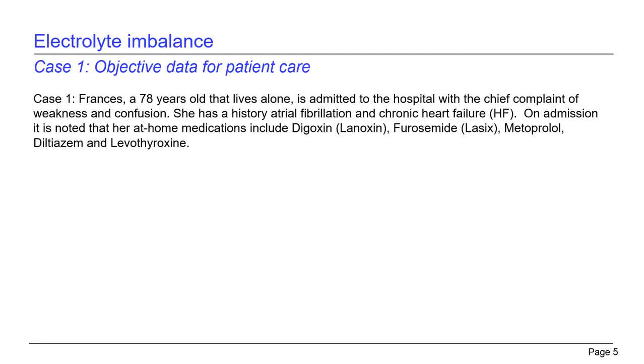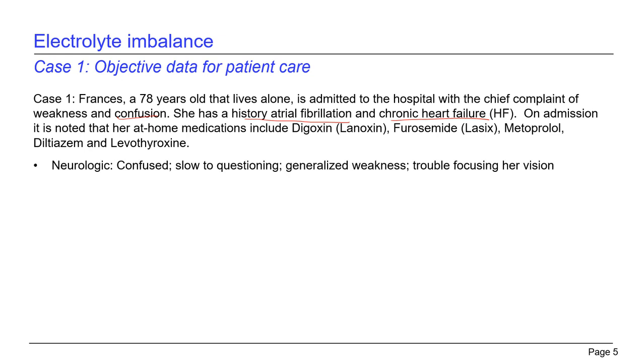Case 1. Frances, a 78-year-old who lives alone, is admitted to the hospital with a chief complaint of weakness and confusion. She has a history of atrial fibrillation and chronic heart failure. She's taking several at-home medications, and one of the questions may be, does she understand what these medications are for and what the impacts are? That's a separate discussion. But she presents neurologically confused, slow to questioning, with general weakness and trouble focusing on her vision.